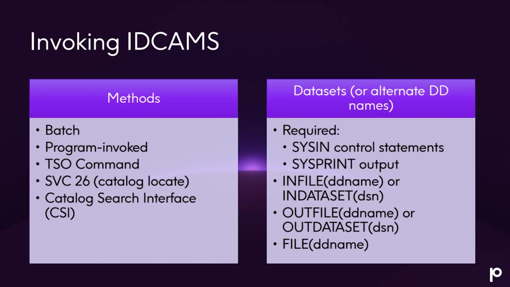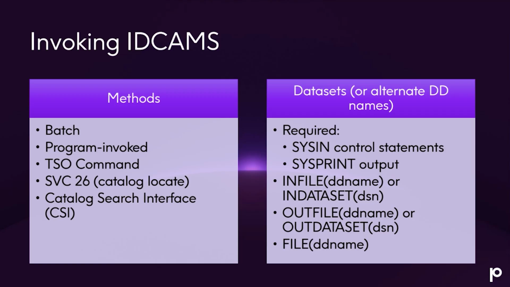And you can actually invoke the catalog search interface with Rexx, and there are some examples in SYS1.SAMPLIB. The thing you can't use the catalog search interface for is to actually create things, to do defines or to do alters and things like that. It can be done via SVC 26, but that's not documented.